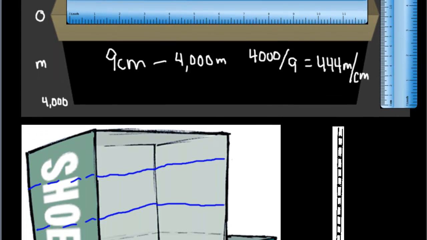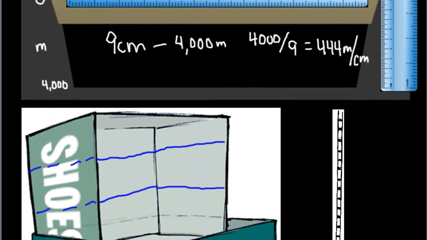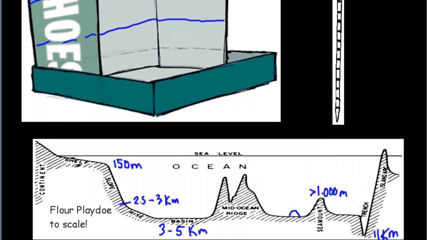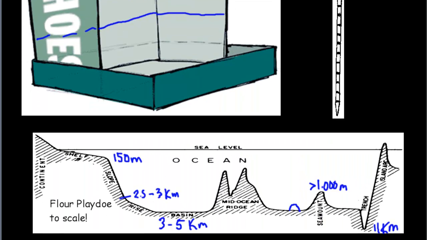The next thing you're going to do is try to design your clay model. Again, in this case, the bottom of the box is going to represent my abyssal plain, so I may want to put a mid-ocean ridge. You have to calculate how tall it is. Let's say mid-ocean ridges are going to reach up to 1,000.